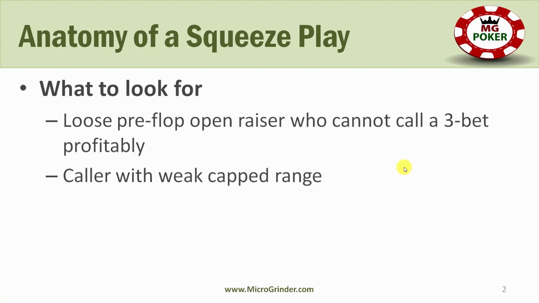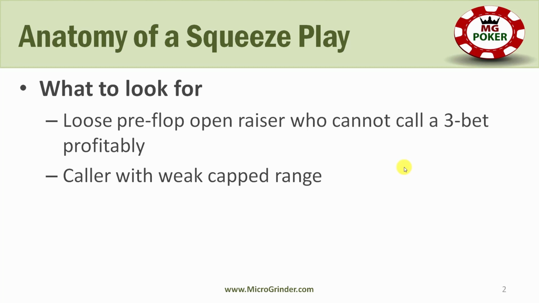And in addition to looking for a loose pre-flop opening raise from the initial raiser, we want to look for weak passive callers. It doesn't matter if they're a calling station or if they play fit or fold and they're going to fold to something like 85 or 90% of 3-bets. If we're going to be in position, and we're going to have skill advantage and card advantage, then it's fine if they're a calling station, but we're okay if they fold.